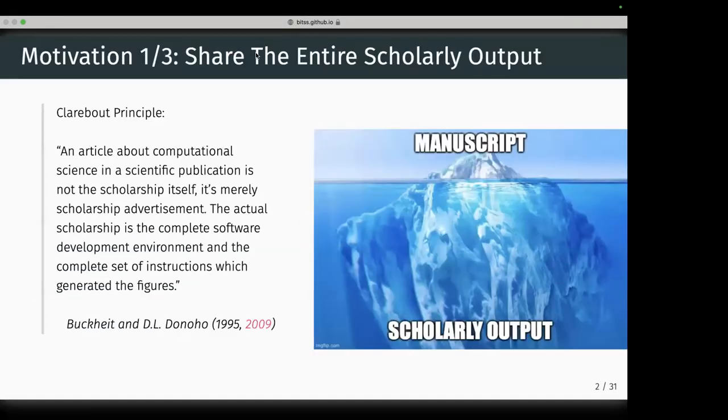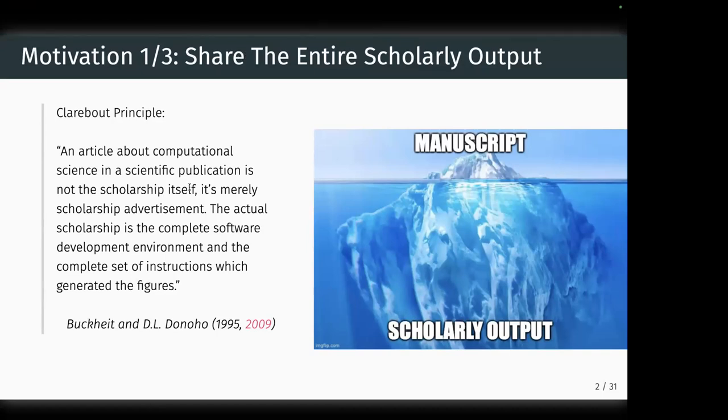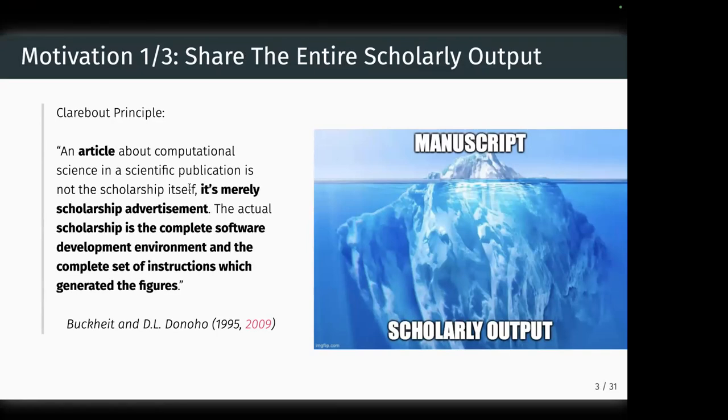This is a motivation that I have shared already with you in a previous presentation. If you were not there, the key idea is that we need to think of the manuscript of a research project as the advertisement part of the scholarly output, and the bulk of the scholarly output is the entire software development environment and complete set of instructions that generate the figures and output that goes into the paper. This is known as the Claerbout principle.